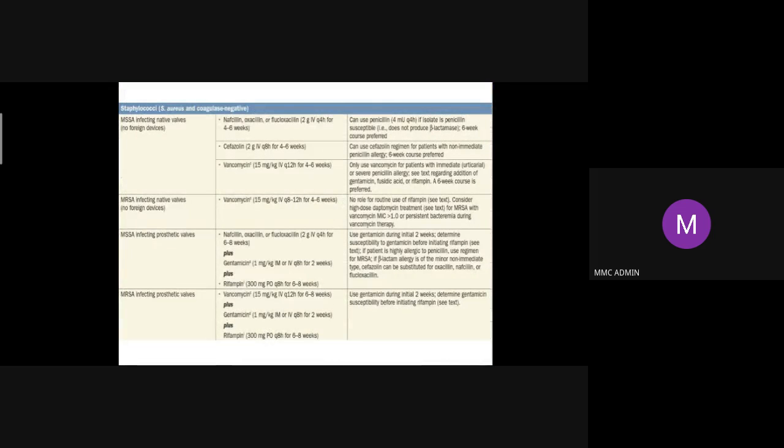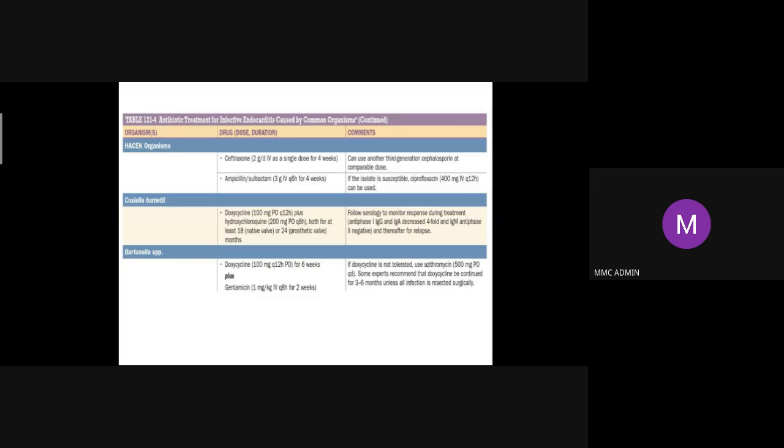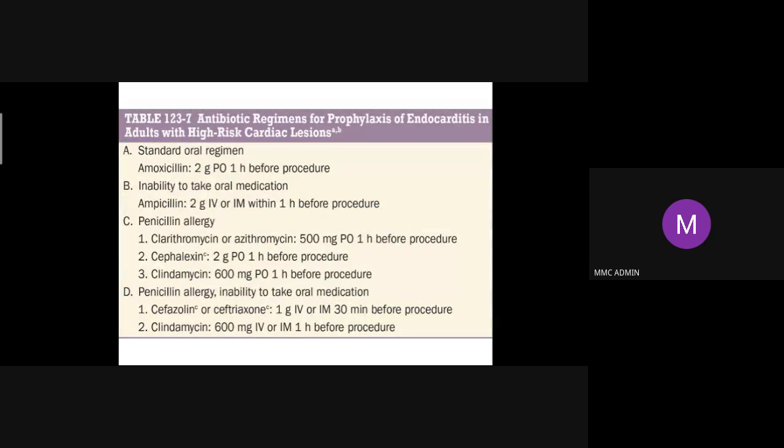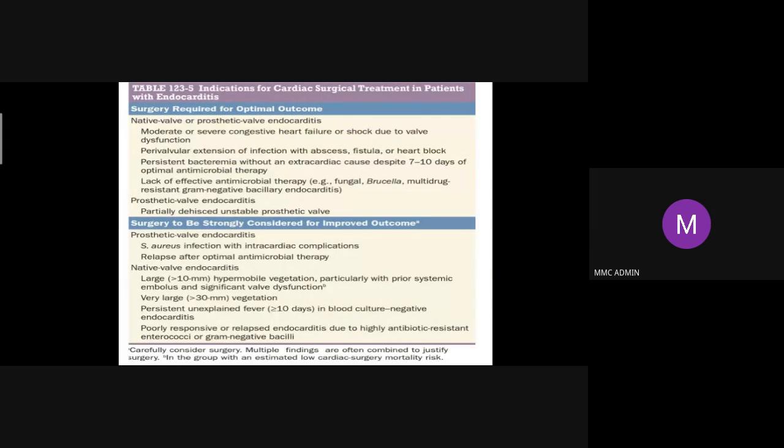Then, after getting the culture results, we will give the respective antibiotics according to the organism.